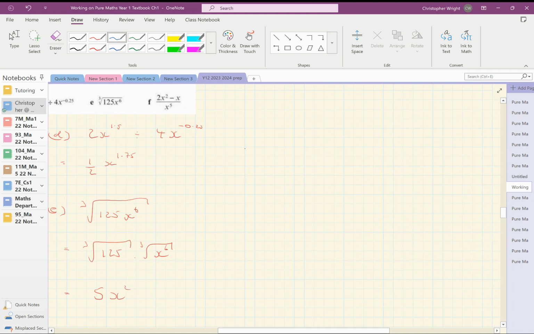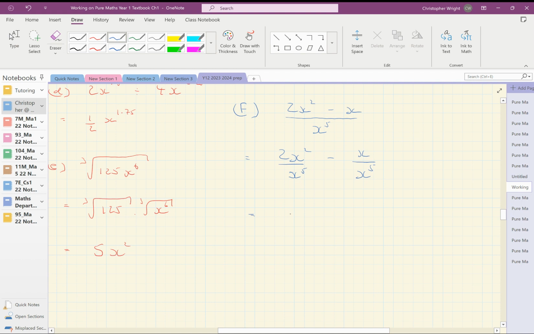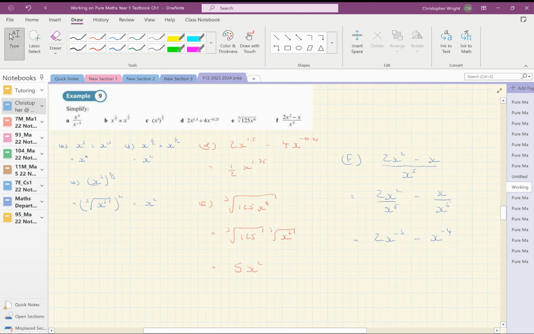Right, here's one that I'd like to factorize the top, but frustratingly for me, I think it's easier to do it as suggested by the book, and to think about this as being the first term divided by x to the power 5 minus the second term divided by x to the power 5, which is going to give me 2x to the power of minus 3 minus x to the power of minus 4. Those are my answers to example 9.